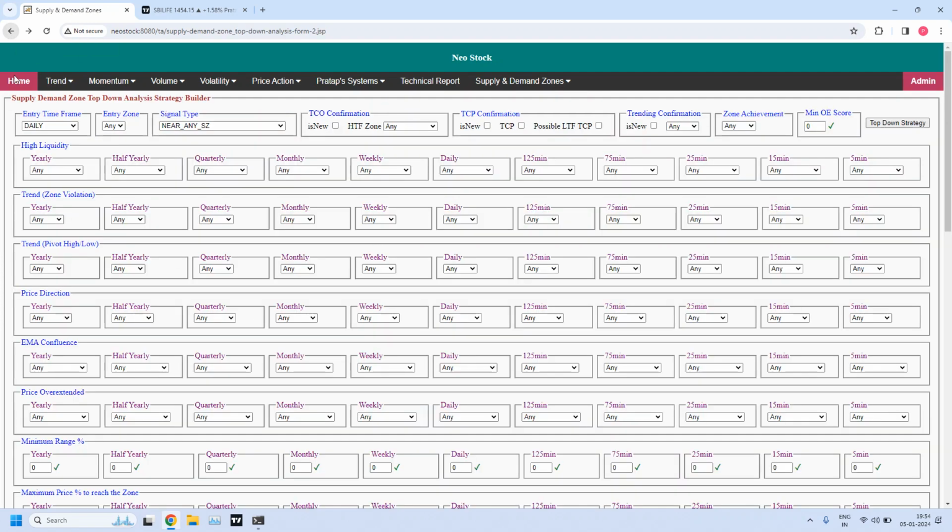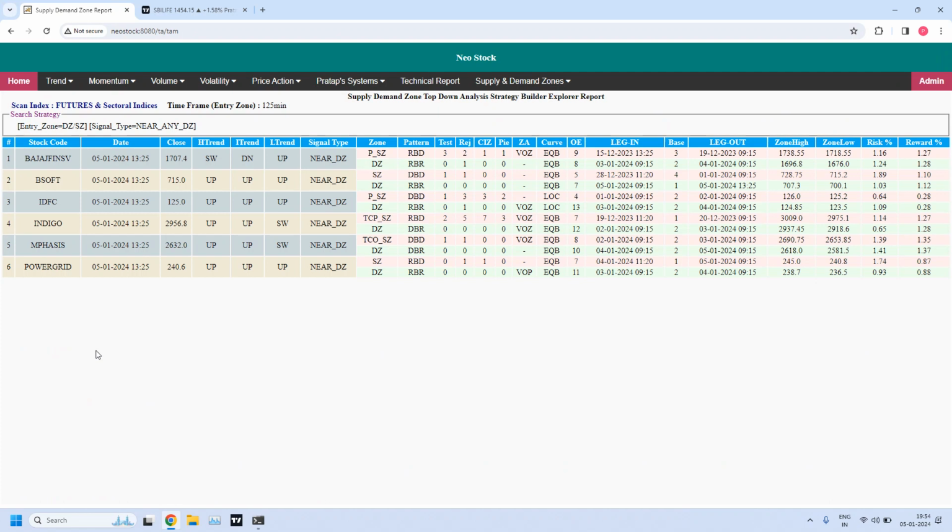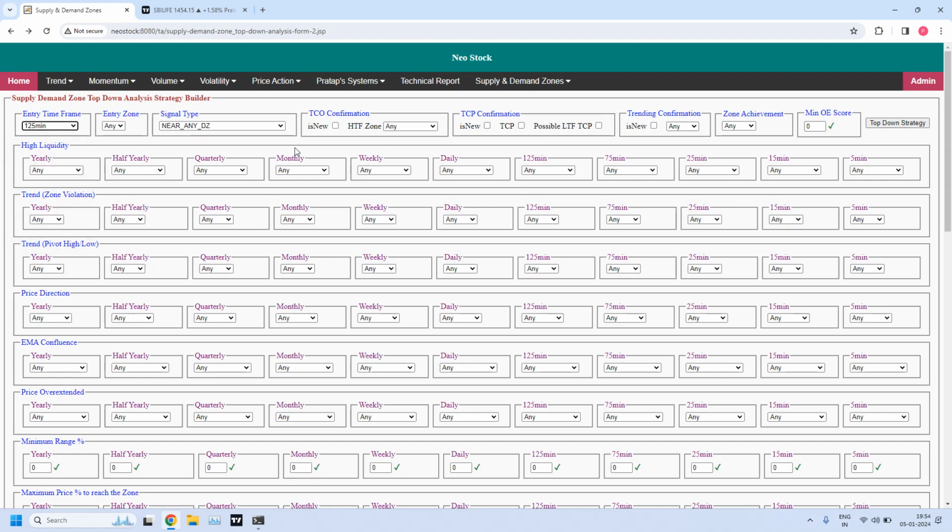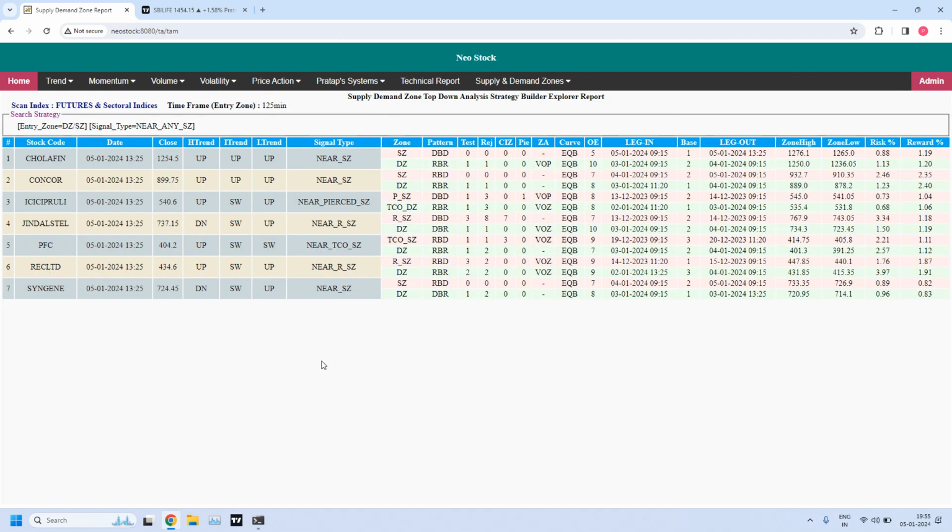So let's go back. Let us change the time frame to 125 minutes. Let us find the stocks near 125 minutes demand zone. So these 6 stocks are near 125 minutes demand zone. So let's go back. For 125 minutes time frame, let us find the stocks near 125 minutes supply zone. 7 stocks are filtered.